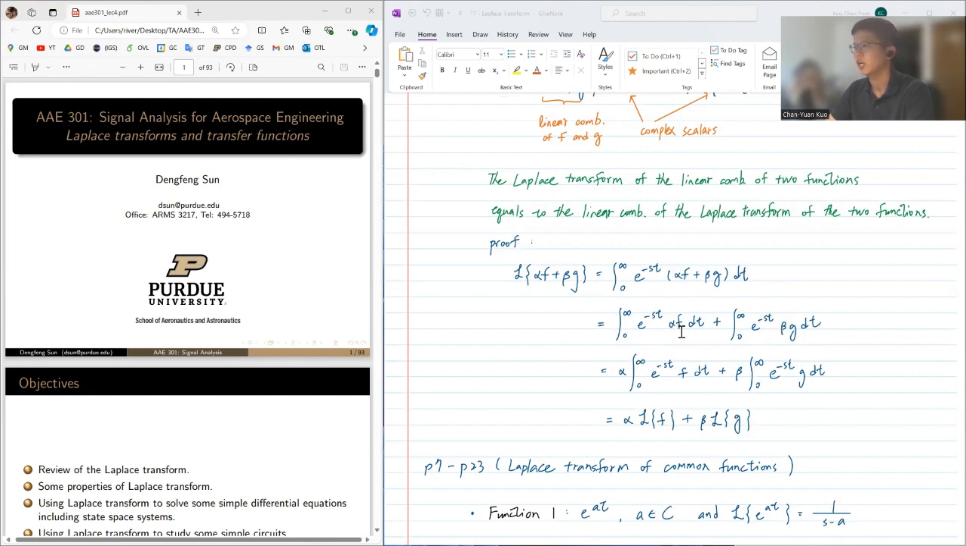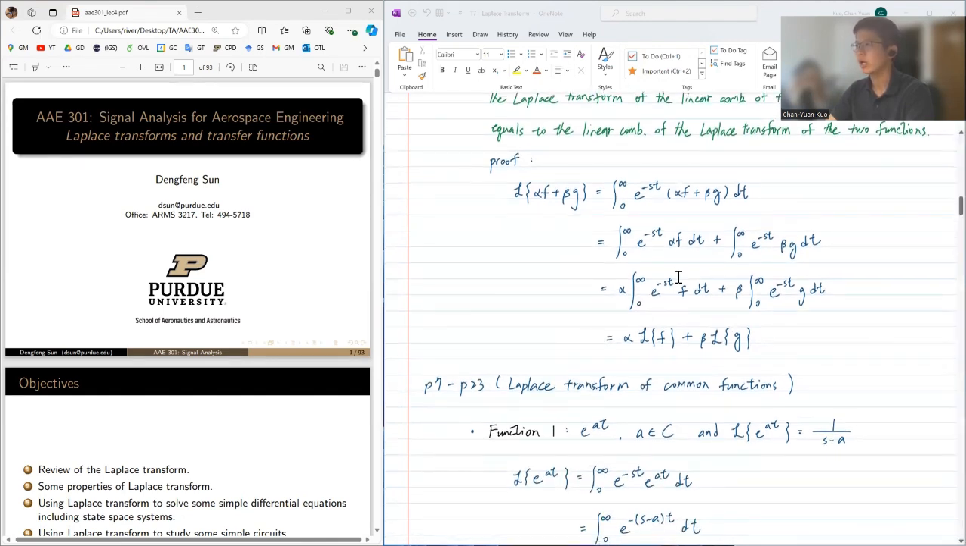And because alpha and beta are constants, we can take them outside of the integral. If you look at this integral now, you will see that this is just the Laplace transform of f. And if you look at this integral here, you'll see that this is just the Laplace transform of g. So that's why in the end, we are left with alpha times the Laplace transform of f plus beta times the Laplace transform of g.